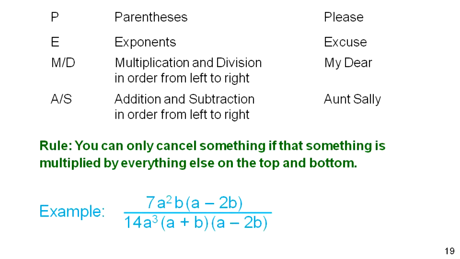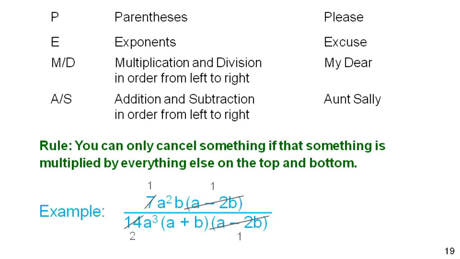Now let's look at another example that illustrates this concept. In this problem, you should be able to see that there is an a minus 2b multiplied by everything else on both the top and the bottom, and so you can cancel those. You can also divide both the 7 and the 14 by 7, since those are multiplied by everything else on top and bottom.